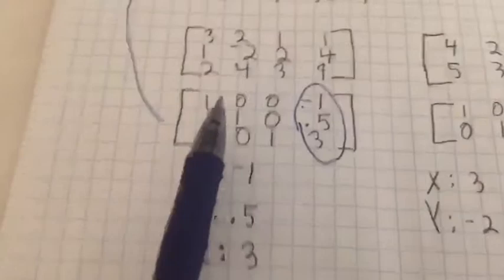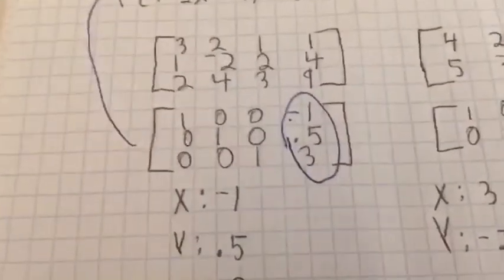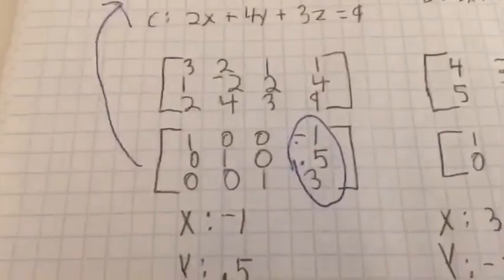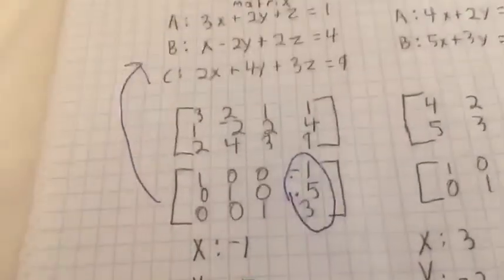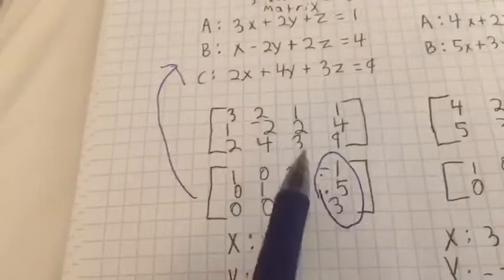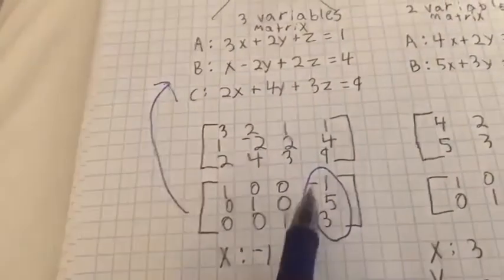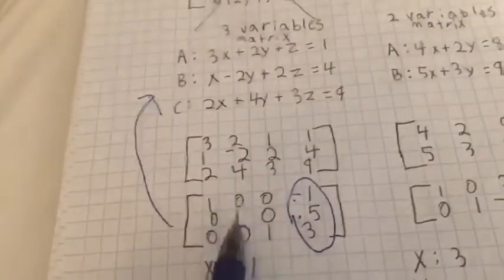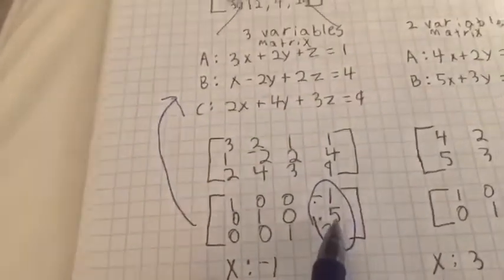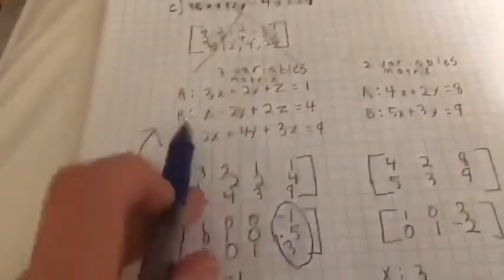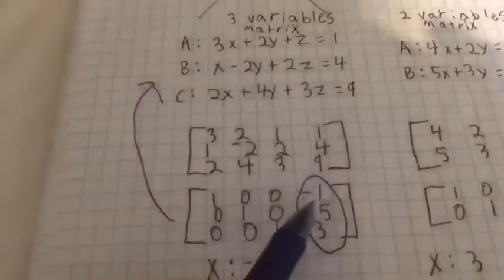And the matrix that I got for this equation was 1, 0, 0, and negative 1, 0, 1, 0, 0.5, and 0, 0, 1, and 3. Right here I circled in the blue pen. These are the 3 different numbers you want to focus on. These are just 1s and 0s, but these are actually the numbers that the matrix would add up to. So right here is just basically negative 1.